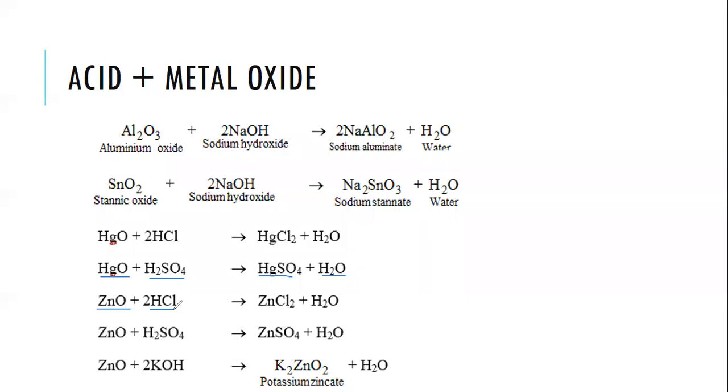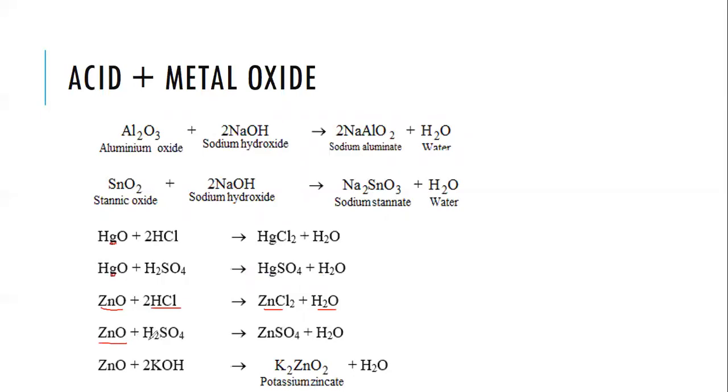It's an acid. Acid plus metal oxide produces salt and water. How do I identify salt and water? Very easy. Zinc is the metal, Cl is the non-metal, and they come together to form zinc chloride, and then H and O come together to form water. So zinc oxide plus hydrochloric acid produces zinc chloride plus water.